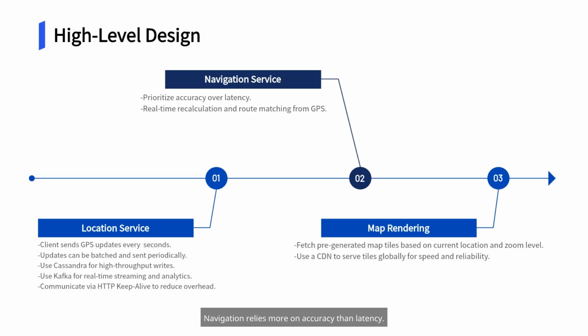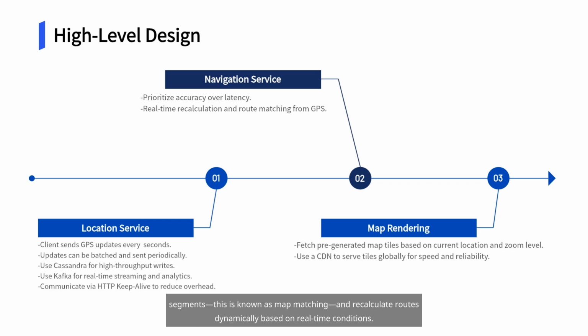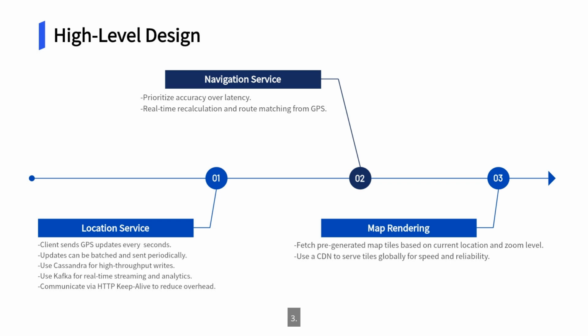Navigation relies more on accuracy than latency. Users can tolerate small delays in route recalculation, but they expect the system to be precise in guiding them through the streets, turns, and exits. Our algorithms must continuously match noisy GPS signals to road segments. This is known as map matching, and recalculate routes dynamically based on real-time conditions.